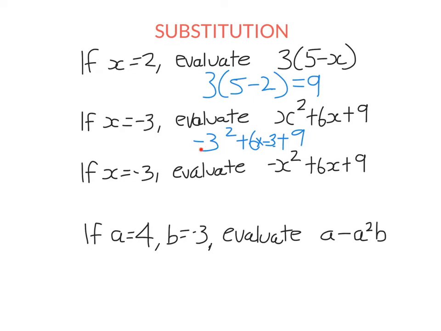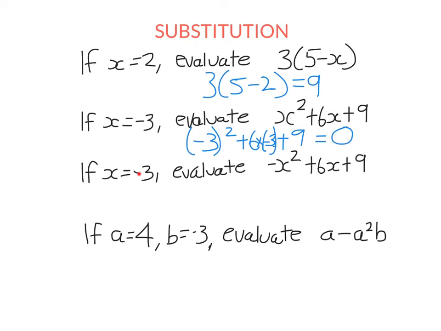But if you write it like this, you'll get negative 9 in your calculator, because it will do the 3 squared first. Whenever you substitute a negative, put brackets around that negative number, and then you won't go wrong. So the answer you should get here is 0.